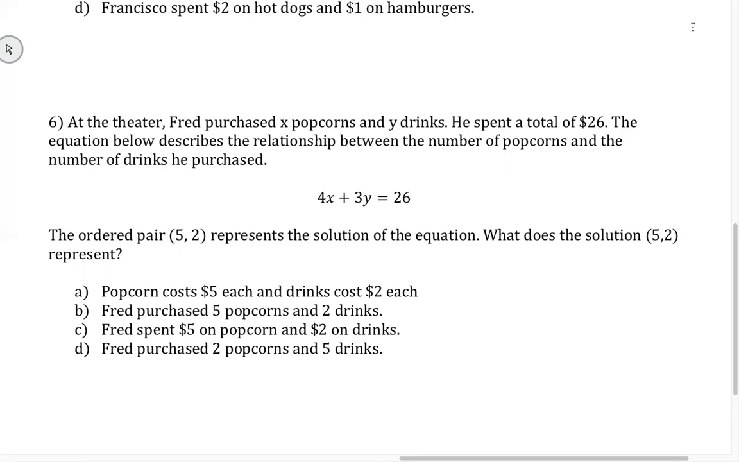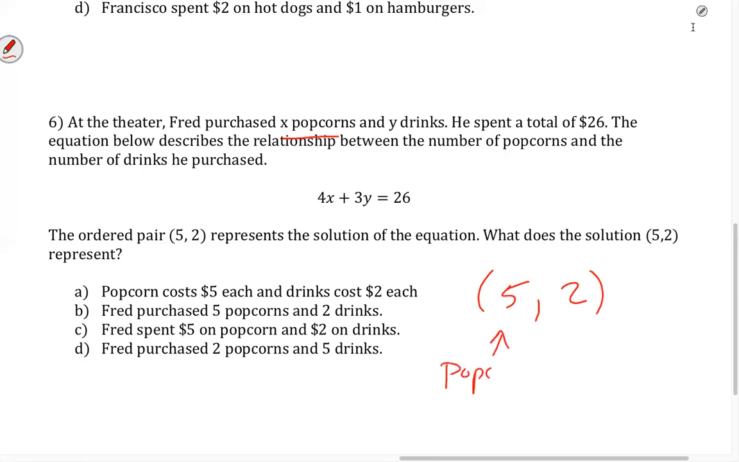At the theater, Fred purchased x popcorns and y drinks. All right, he spent a total of $26. The equation below describes the relationship between the number of popcorns and the number of drinks purchased. The ordered pair 5, 2, so let me write that, 5, 2, represents the solution of the equation. What does 5, 2 represent?